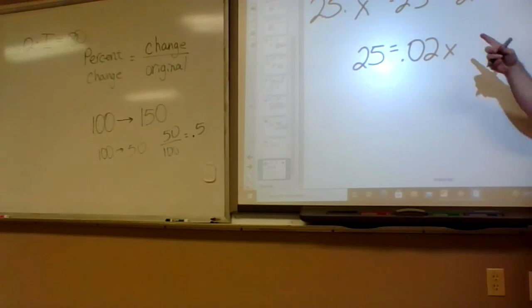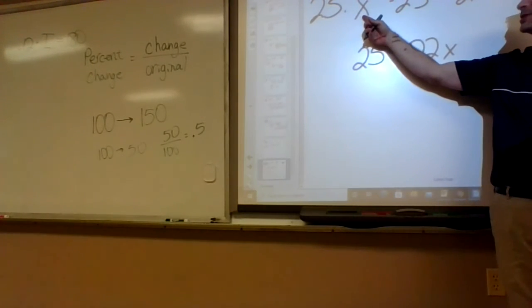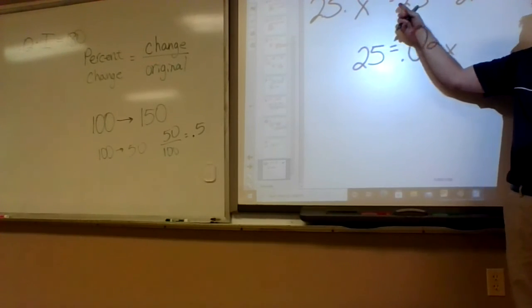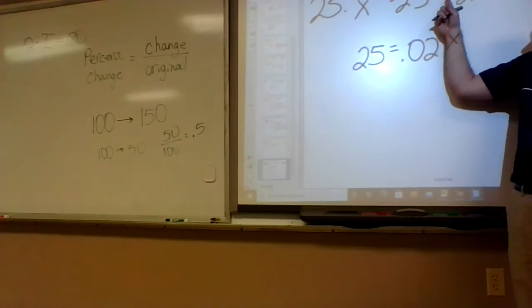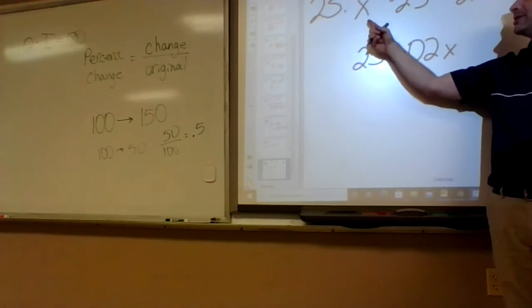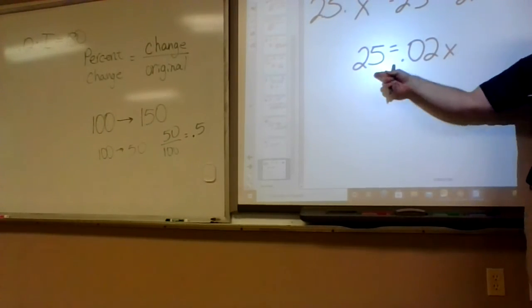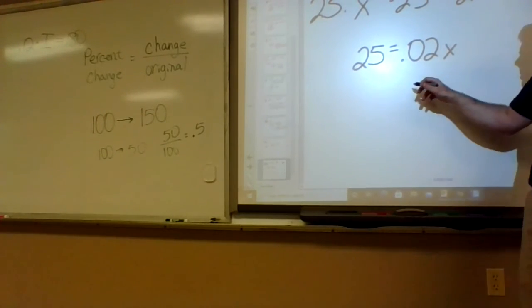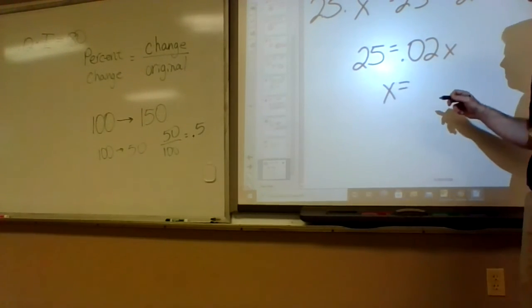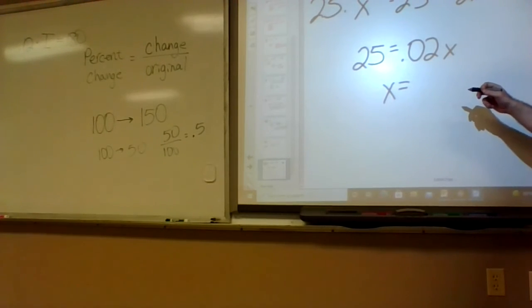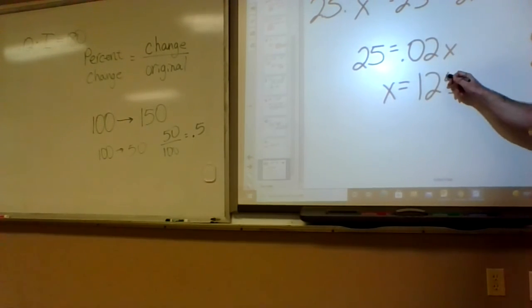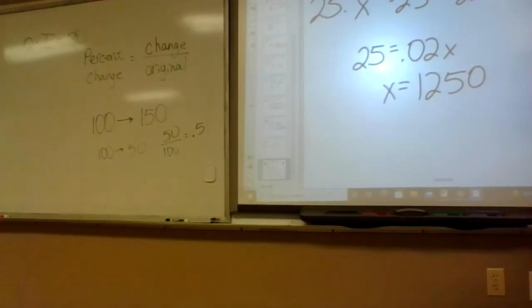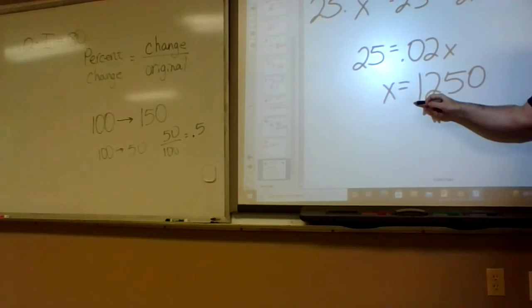Okay, if 25 is only 2% of this number, should this number be really big or really small? Really big. This number is only 2%, a small percent of this number, so this number should be a lot bigger. Somebody already plugged it in the calculator, it's 1250. Okay, that's the hard part.